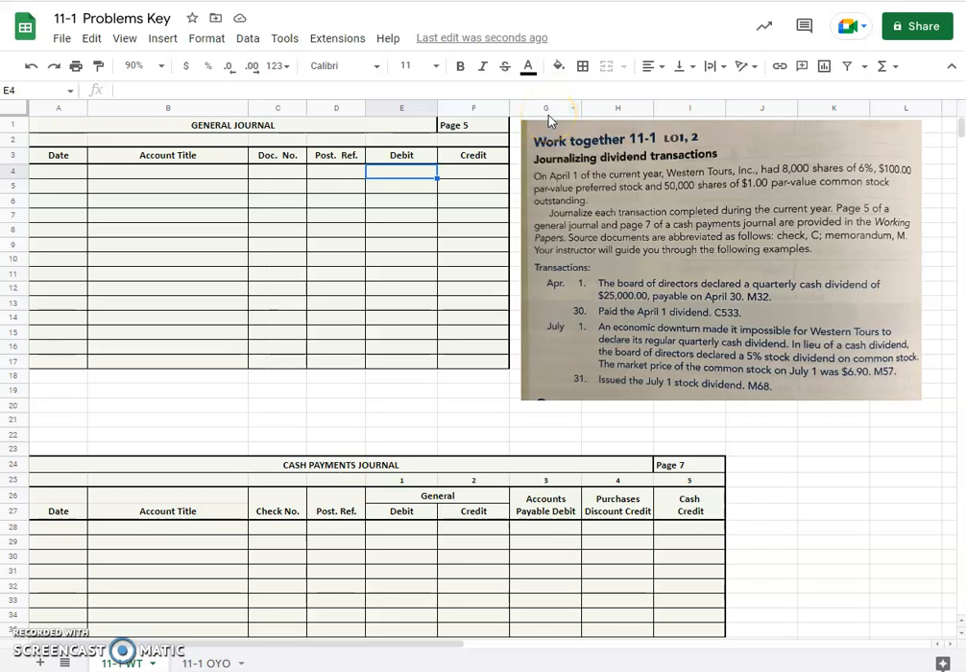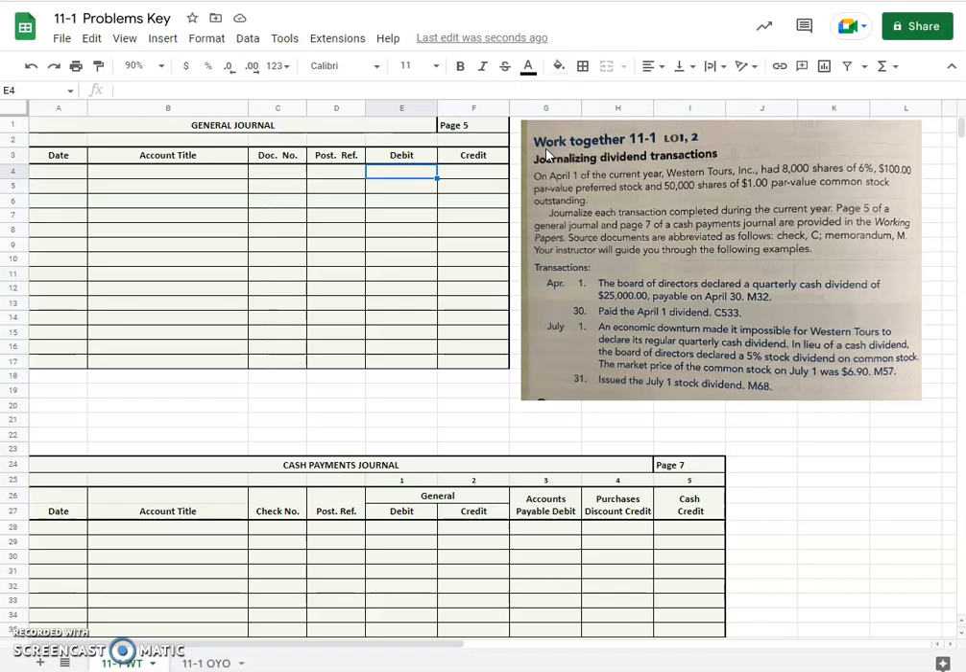In this video, I'll be going through Work Together problem 11-1 from page 324 of your Century 21 Accounting Textbook, edition 11, and this is the Advanced Accounting, okay? So we are journalizing dividend transactions.